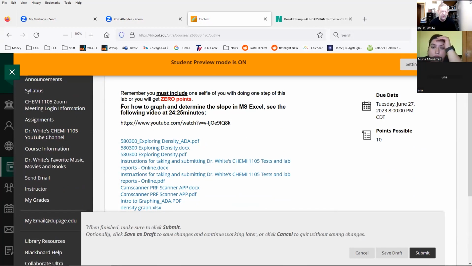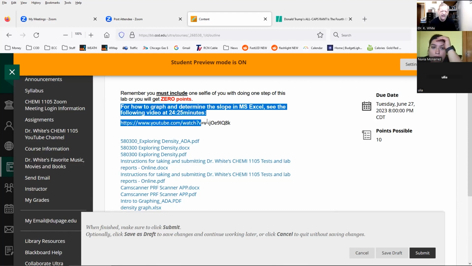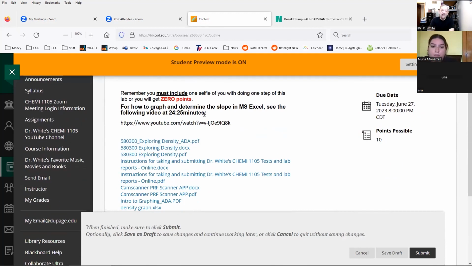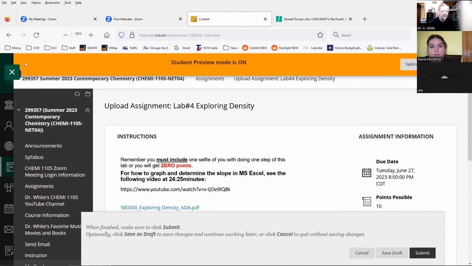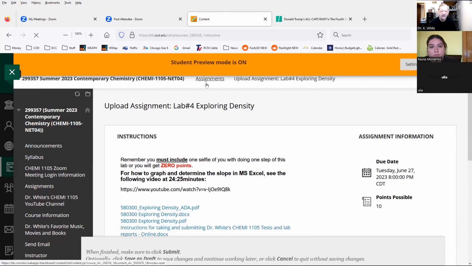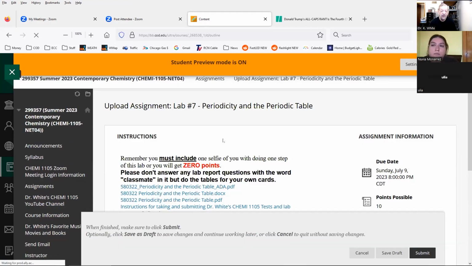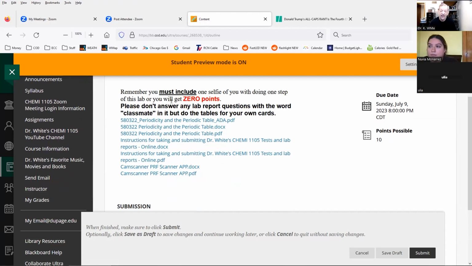What the student missed last week, or was it Monday, was this. And this is for lab 4. Notice I have how to determine and graph the slope in Microsoft Excel. See the following video at 2425, and I have a link there. So the important thing to remember when you're looking at an assignment is to click on the title so you can see everything that I have written in the instructions.